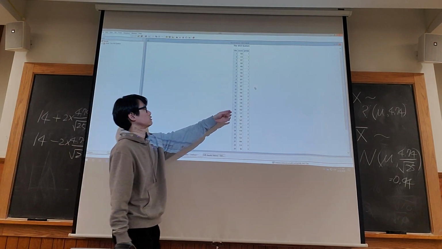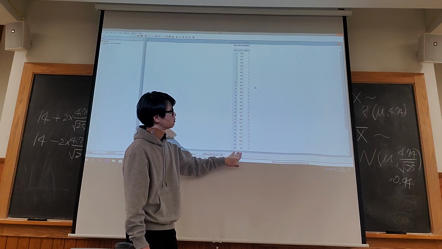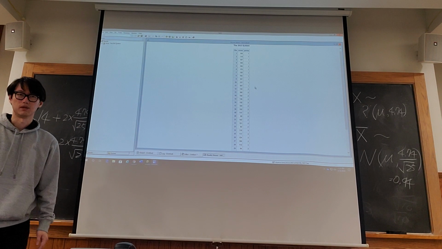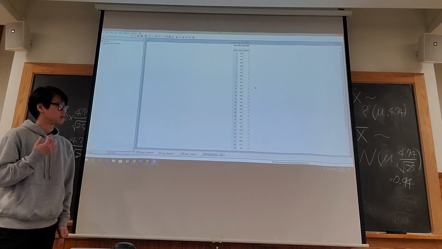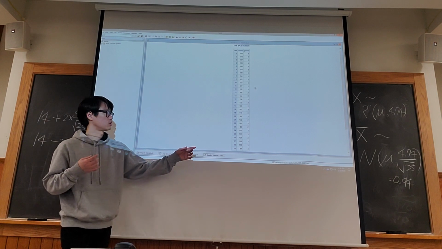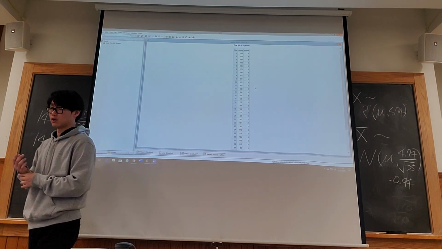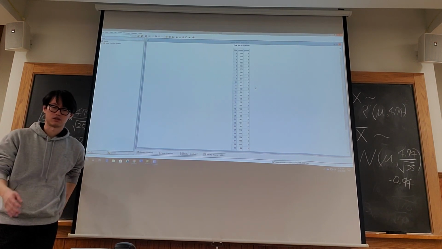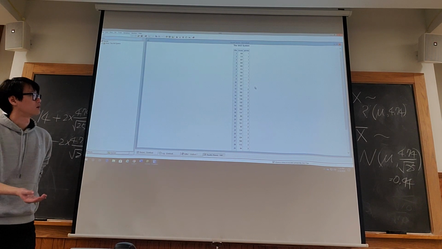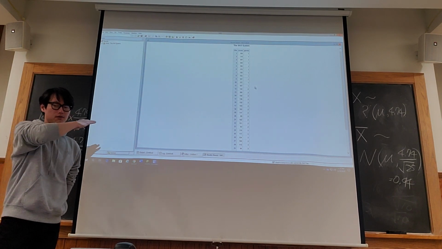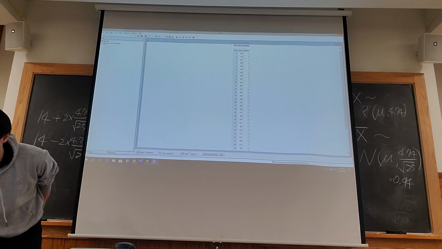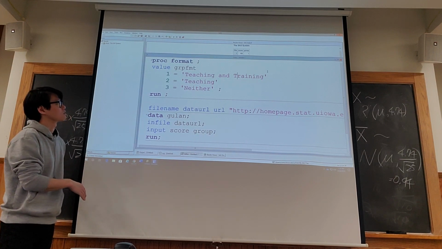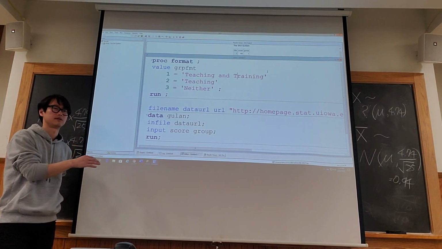We can see two columns. The first has a score, and the second column has 1, 2, 3, right? Group number. But the situation is like this. I don't want to use numbers for each group, because let's say this data is actually from an experiment on patients. The first group received some treatment like teaching and training, the second group received only teaching, and the third group received none of them.